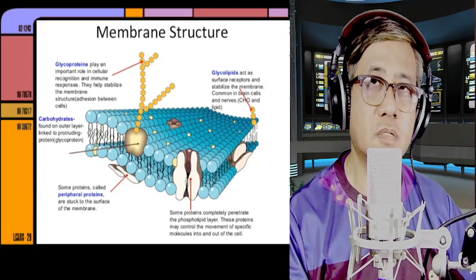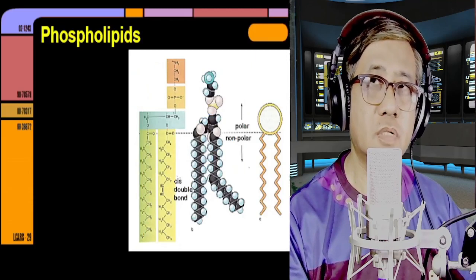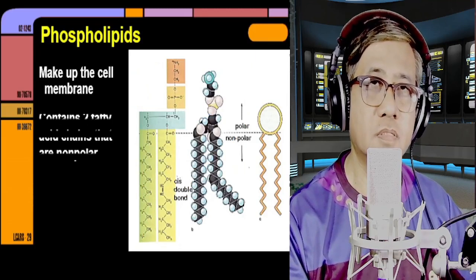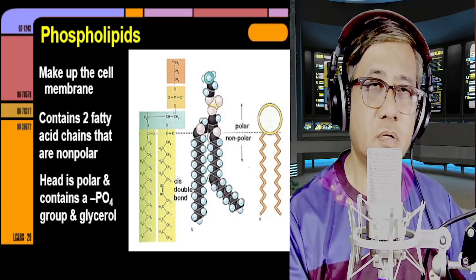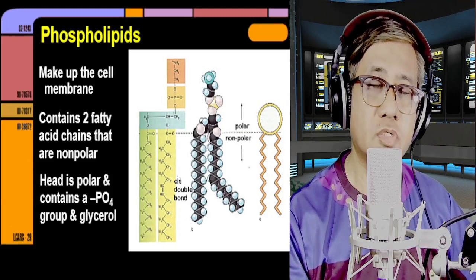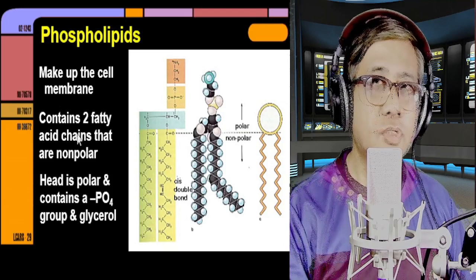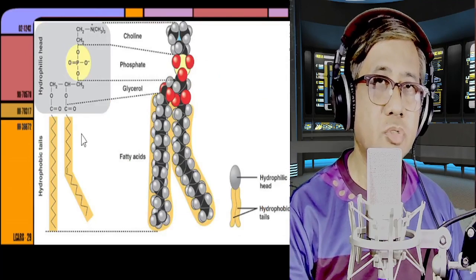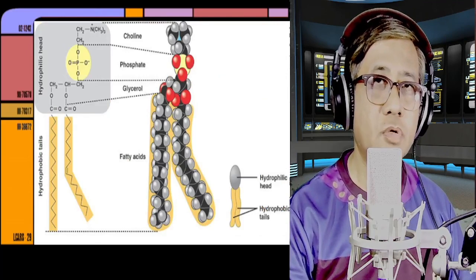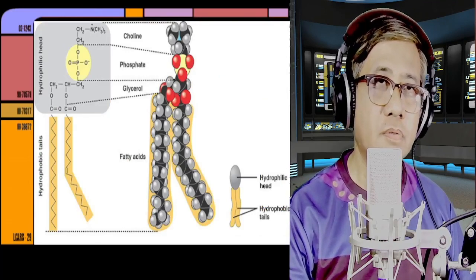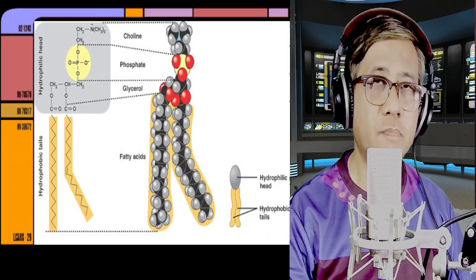So again, here is an illustration of the structure of the cell membrane. You will notice that the cell membrane is made up mostly of this molecule called phospholipids. A phospholipid molecule contains a head, and it also contains two fatty acid chains that are non-polar, and the head, like what I mentioned, is polar and contains a phosphate group attached to a glycerol component. So here is a diagram showing the structure of a phospholipid molecule. The phospholipid molecule has a head. The head contains a phosphate group which is attached to a glycerol component.